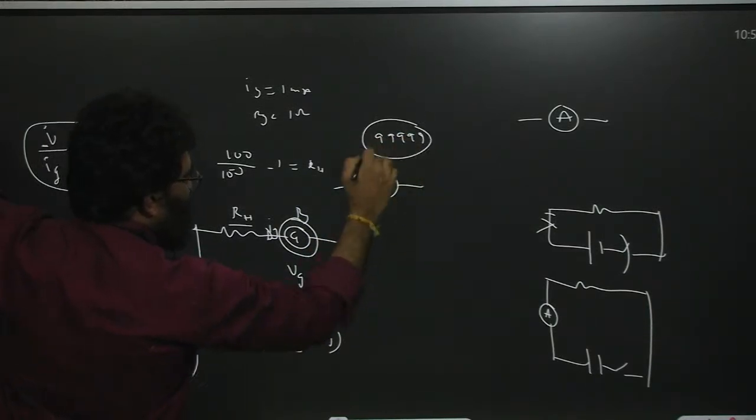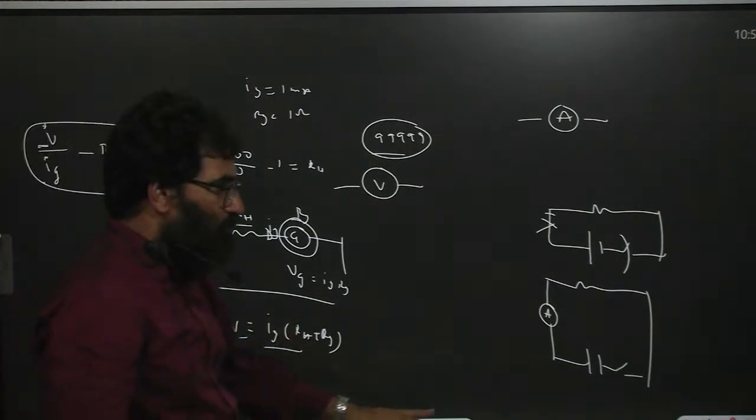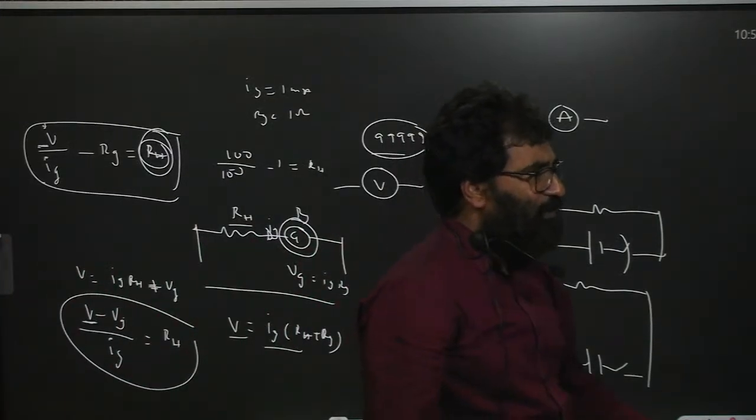This resistance you have to connect. When we want a 100 volt range, it is 100 by Ig minus Rg. So how much series resistance you have to connect, you can calculate by this only.